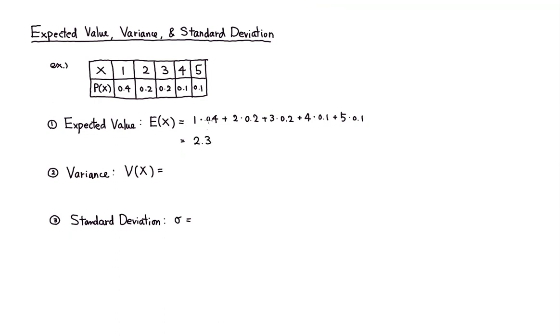So we got that. That's how you find the expected value. Variance is the expected value of the square difference from the mean. If you write it in terms of expected value, this is the expected value of the square difference. So we take the difference between the x value, the random variable value, minus the expected value, which is 2.3.